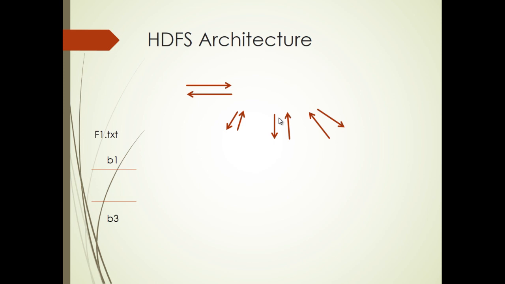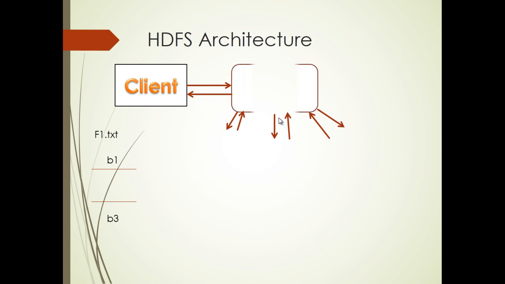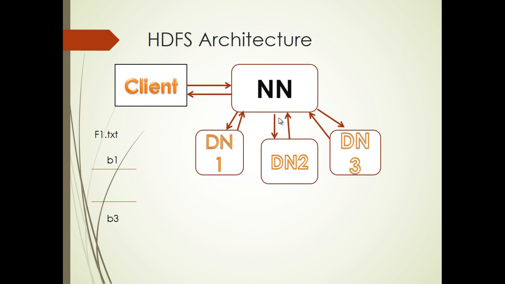Now I have a client. The client may be a system, a laptop, a desktop or any local file system. The client contains a file. Now going to the Hadoop architecture, we have some services internally, called the name node and data nodes. And this entire thing is called a cluster, which contains 4 machines.